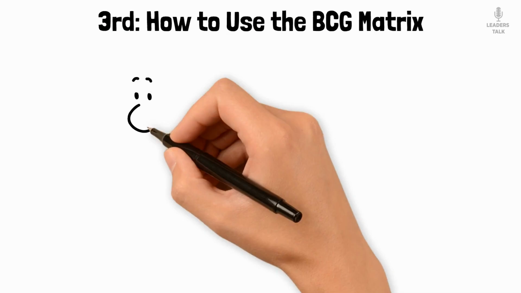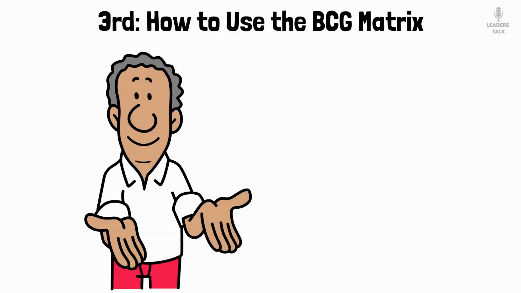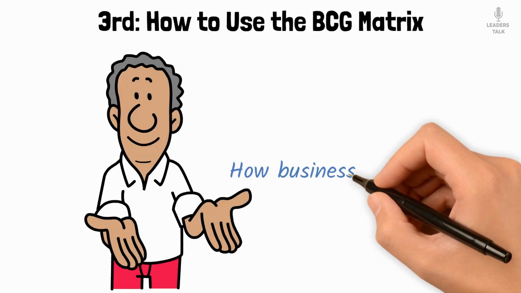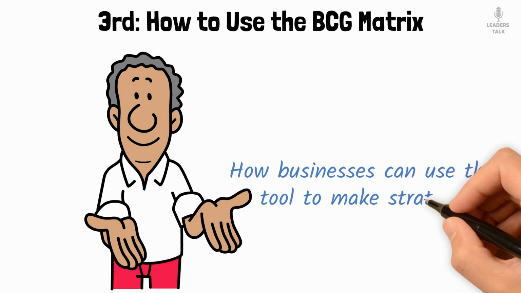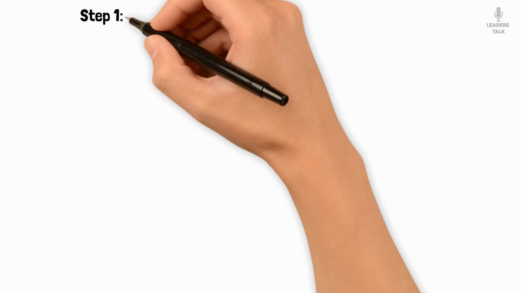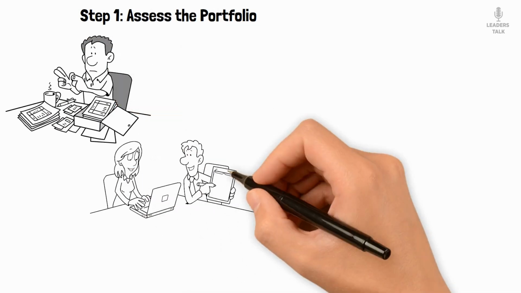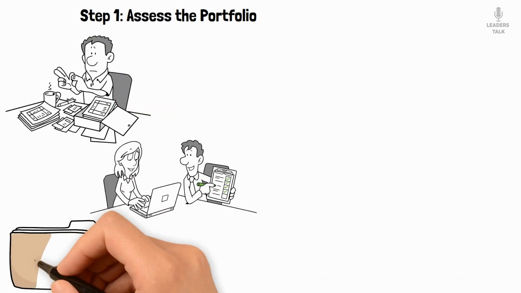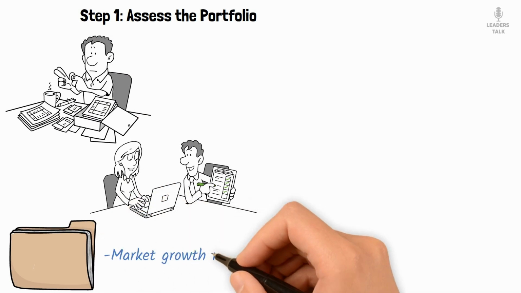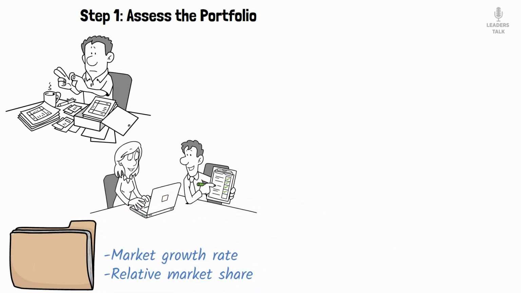Now that we've covered the 4 quadrants of the BCG Matrix, let's talk about how businesses can use this tool to make strategic decisions. Step 1. Assess the portfolio. The first step is to assess your entire product portfolio. List all the products or business units within your company and gather data on each product's market growth rate and relative market share.